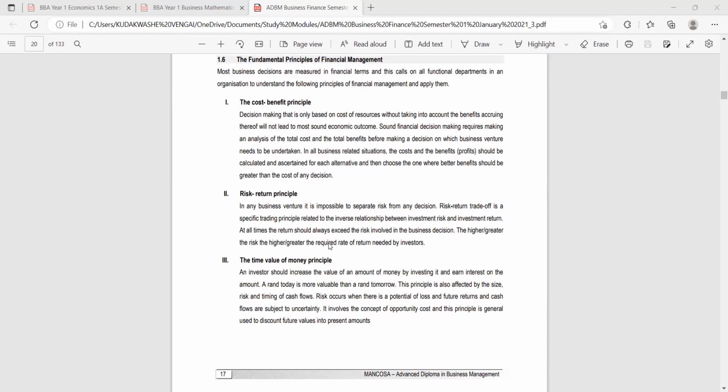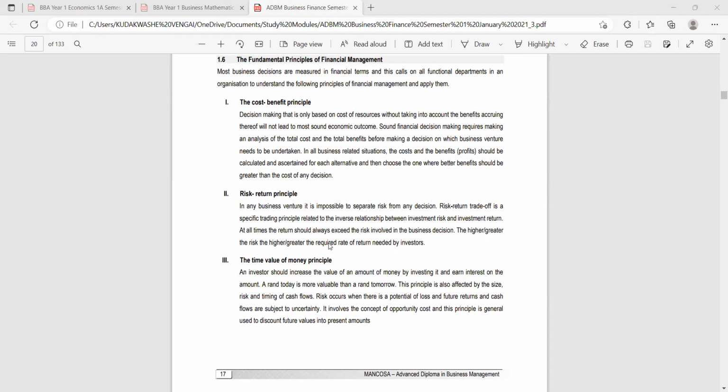That's very key. Whatever decision that you are making as a finance manager, you have to ask yourself, what are the costs and what are the benefits associated with the decision that you're making. So that's the first principle. The second principle is called the risk and the return principle. It's almost similar to cost benefit, but it is not.